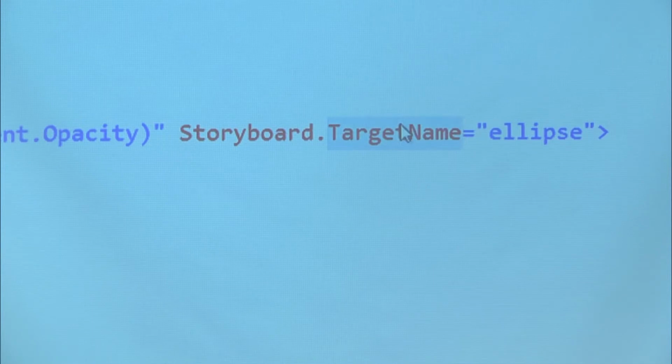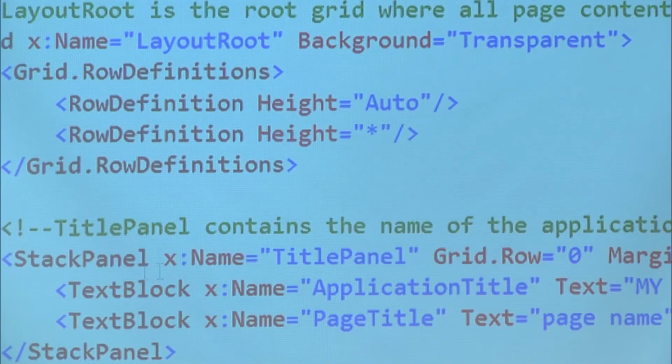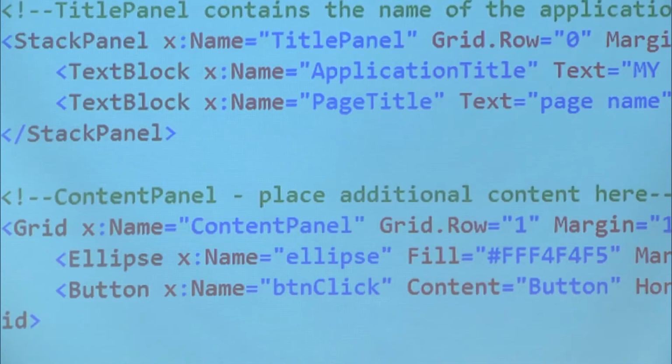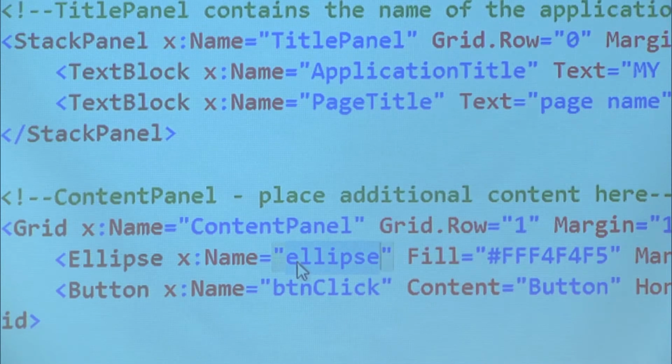The target of this storyboard is called ellipse. Is it because I created an ellipse? Let's go down and see. It says target name, not target type. Where is the ellipse we created? Here we go. It looks like it was different than this ellipse. It didn't start with the capital letter. This is exactly the name of the object. So the storyboard is targeting the object that it will animate, by its name.